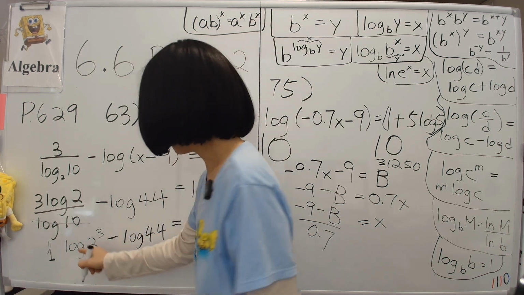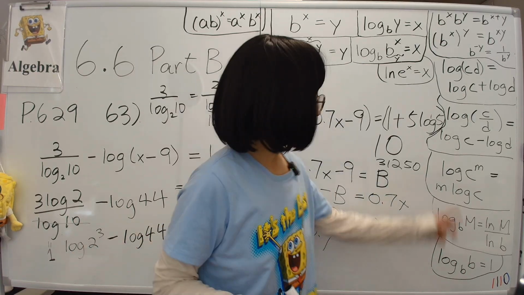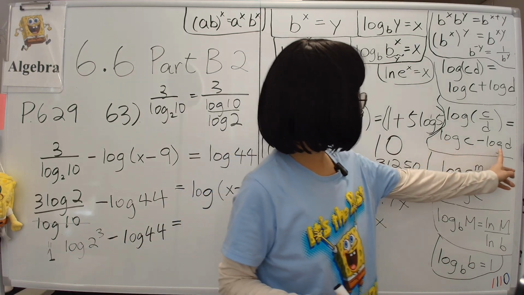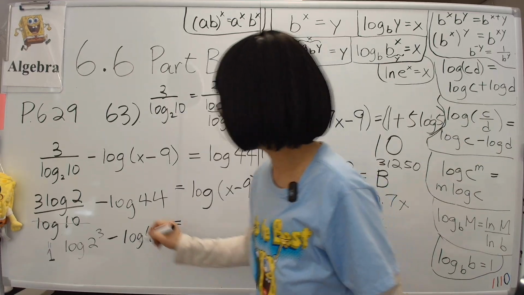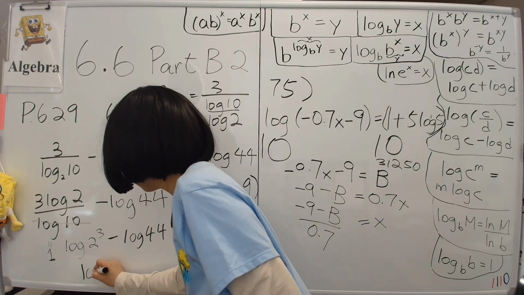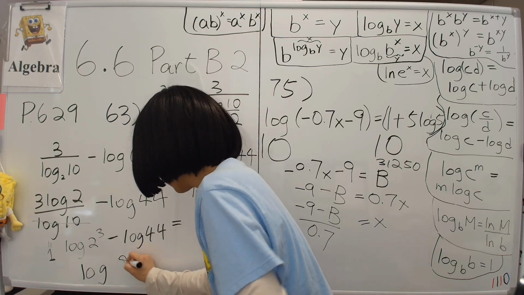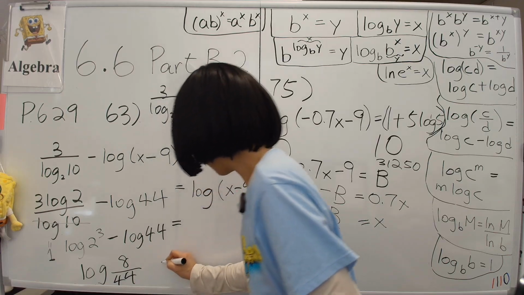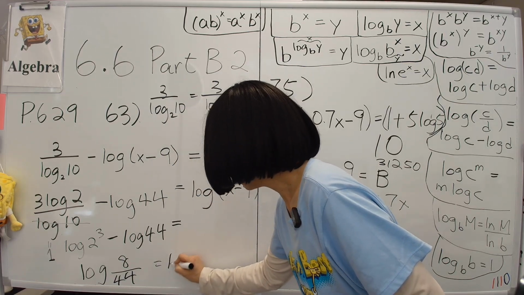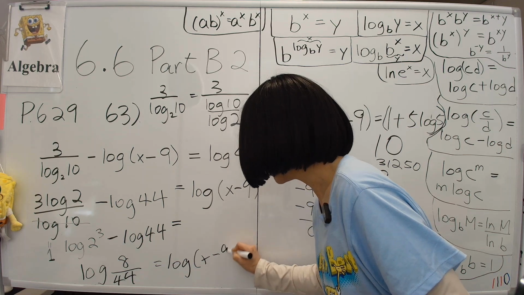And what does that become? That becomes a subtraction of log of 2 items. Now, when you have log of 2 items subtracted, that's the same as the division, right? So we'll translate it into 1 log. So we have only 1 log left. So this becomes log of 8, 2 to the 3rd power, divided by 44. And that is equal to log of x minus 9. So this side hasn't changed.